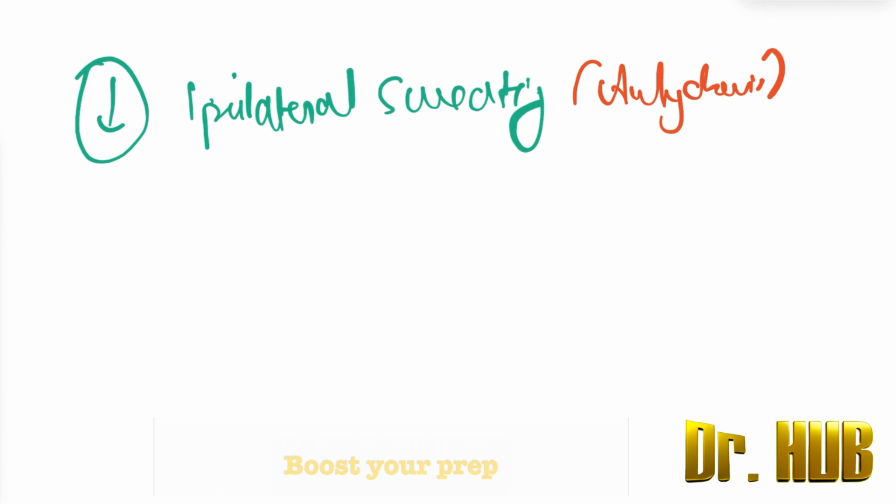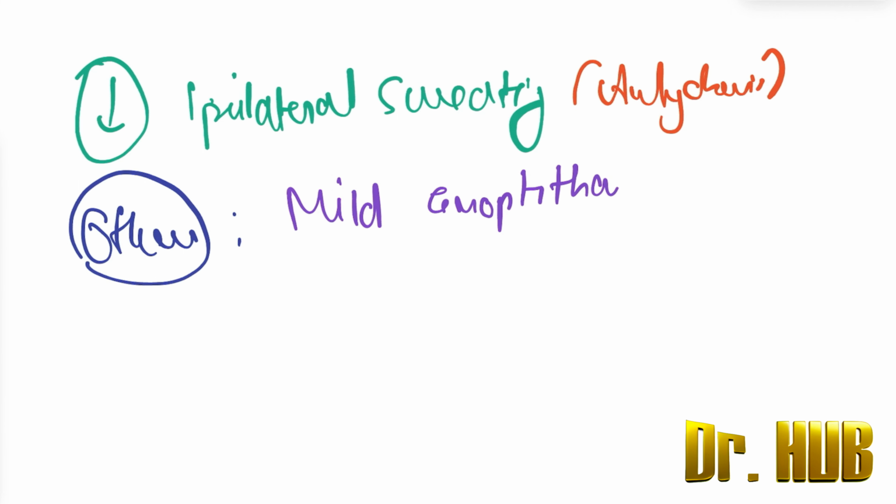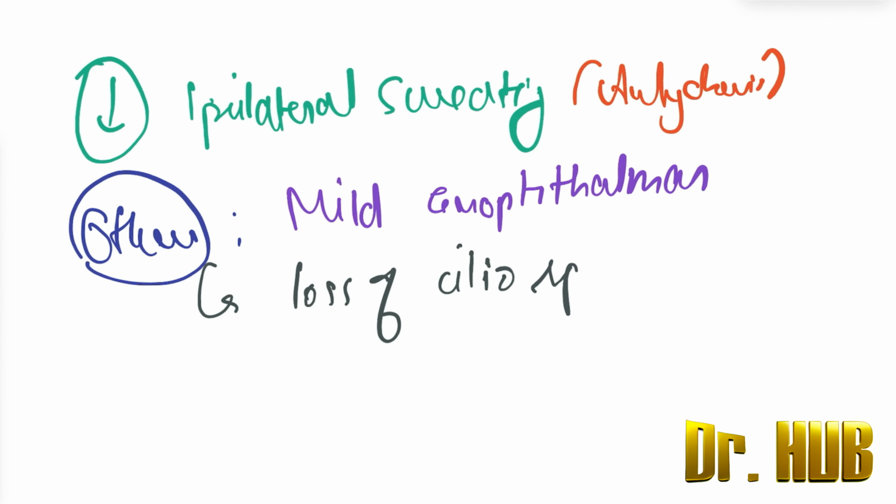So what are the other features of Horner syndrome? Let's look at them. The other features include mild enophthalmos, and next there is also loss of the ciliospinal reflex.